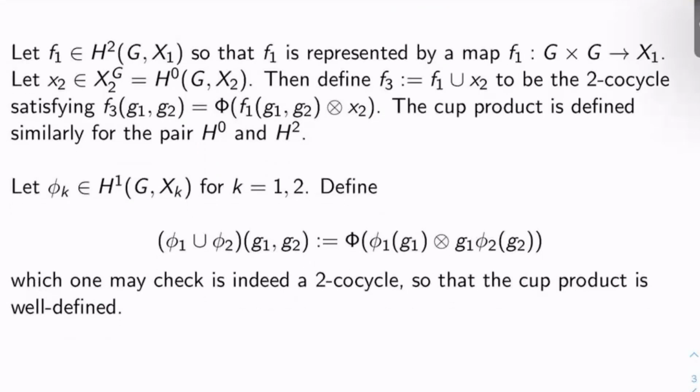Okay, so how about for H^1 and H^1 paired together? Well, let's let phi_k be in H^1(G, X_k) for k equals 1, 2. So we're taking a phi1 in H^1(G, X1), and we're taking a phi2 in H^1(G, X2). We're going to define (phi1 cup phi2)(g1, g2) to be big Phi of phi1(g1) tensor g1 phi2(g2). Where this extra g1 here, which kind of throws the symmetry off, is because we need to make sure that the result is indeed a two-cocycle, which you can check that it is. And so this cup product here is well defined. It is a map from H^1(G, X1) cross H^1(G, X2) to H^2(G, X3).